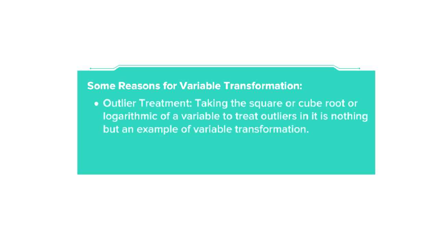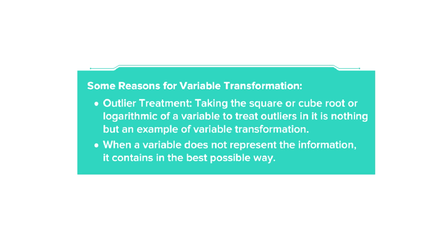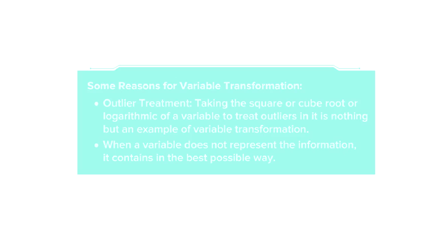Variables are transformed for outlier treatment. Previously, when we mentioned that we can take a square or cube root or logarithmic of a variable to treat outliers in it, that is nothing but an example of variable transformation. Another situation when a variable type needs to be changed is when the variable does not represent the information it contains in the best possible way.